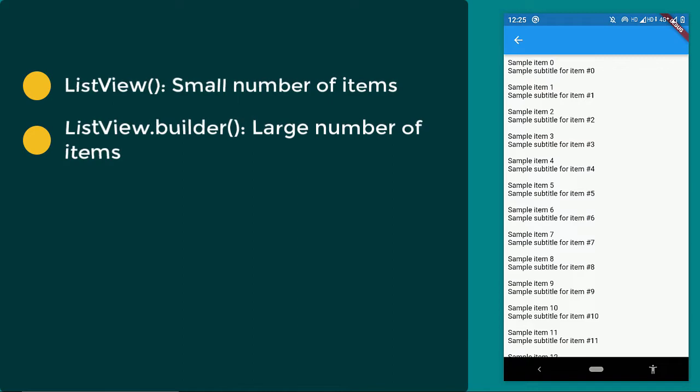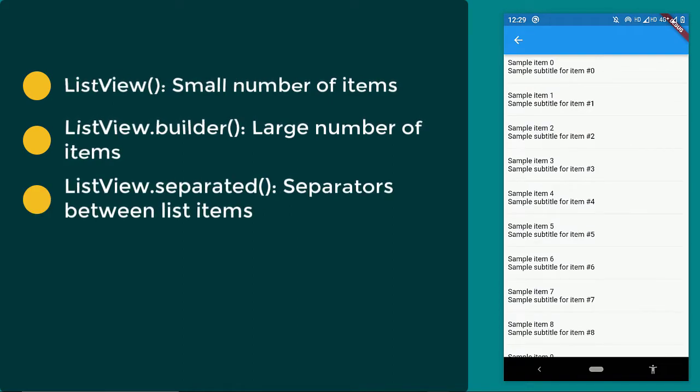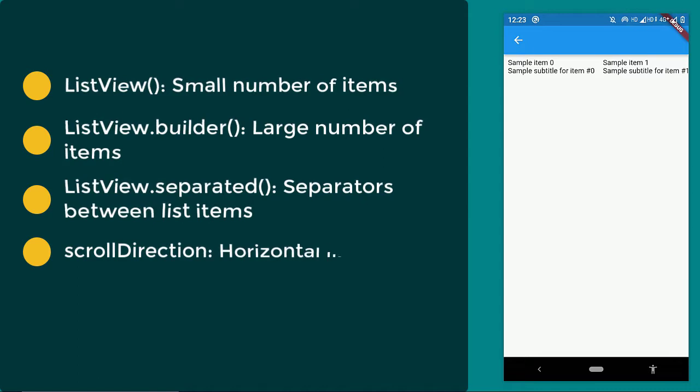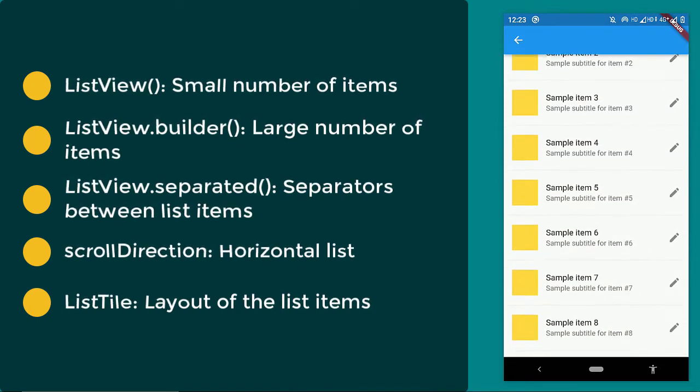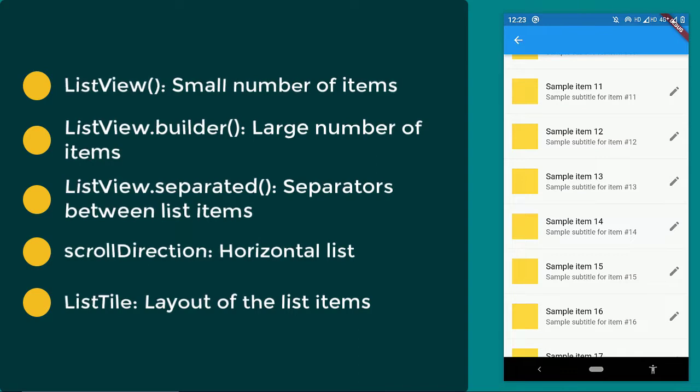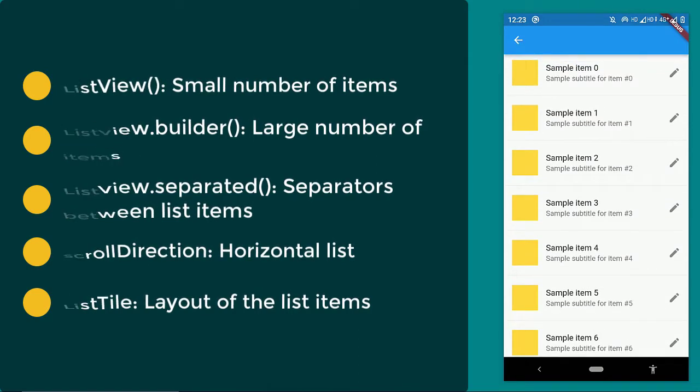And then you will learn how to use the constructor separated to create a list with separators or dividers in between the items of the list. And then I'll quickly show you how to create a horizontal list. And finally, I'll show you how to create the layouts for the individual items of the list easily with help of the widget called ListTile.